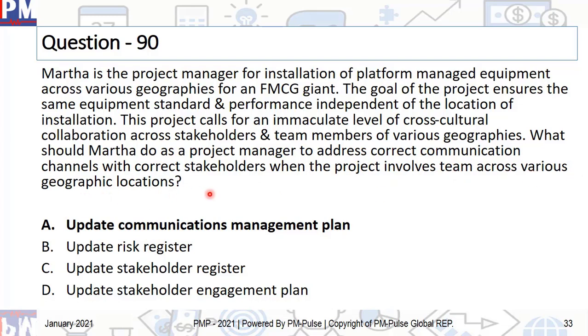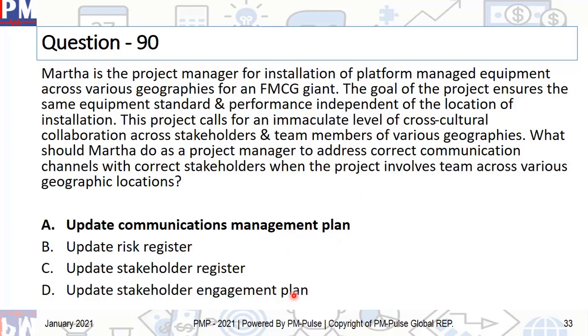The biggest challenge would be communication, formal communication, or any kind of communication, right? Because you have so many different languages, colloquial uses, different cultures, different expectations, and therefore your focus should be on the communication management plan. Update risk register, update stakeholder register, update stakeholder engagement plan. None of this. Update stakeholder engagement plan may help a little bit. There's no doubt about it. But B and C are not going to help with actually getting along with people from different geographies.